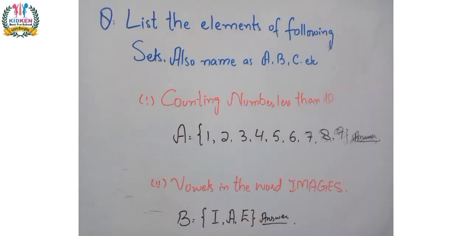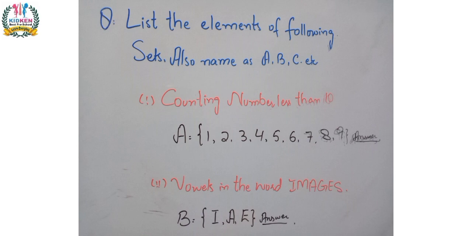The next question is to list the elements of the following sets, also named A, B, C, etc. Question number one is counting numbers less than 10. We can write it simply in tabular form, name the set as A, and start counting 1 to 9, because we have the limit that it is less than 10. So we can write the set as 1 to 9.